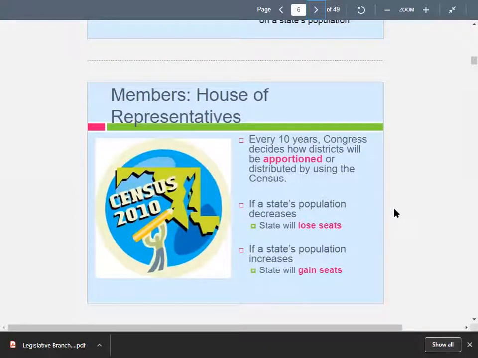Every 10 years, Congress decides how districts will be apportioned, or distributed, by using the census. We just did a census in 2020. That's how many people lived in your house, how much money you made, all that. If a state's population decreases, the state will lose seats in the House of Representatives. If a state's population increases, the state will gain seats.